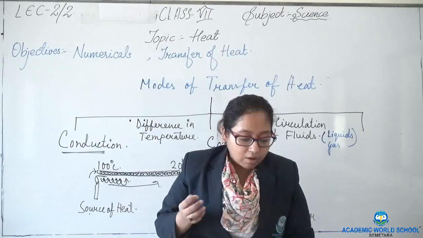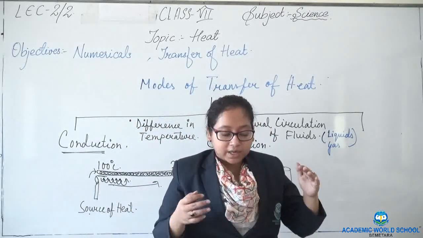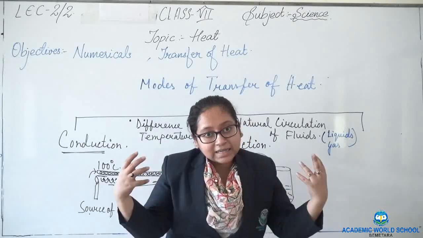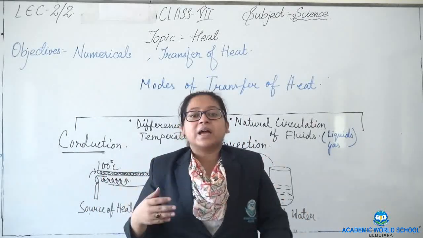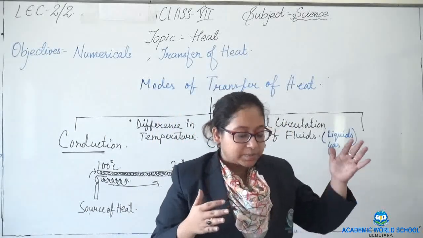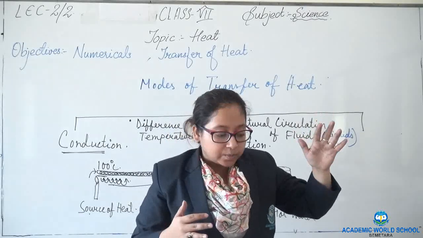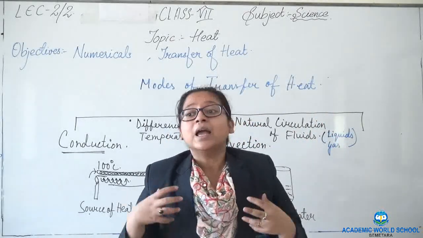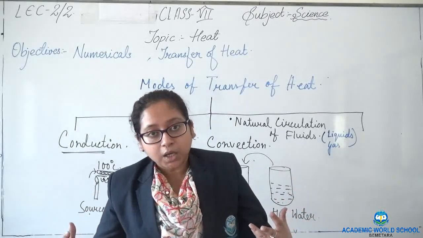That's why we always have heaters and blowers at ground level, placed at the bottom, so that the entire room can be warm. Whereas the AC or cooler is placed at a higher level so that what happens? Cooler air can come to the ground level and our surroundings will be cool.